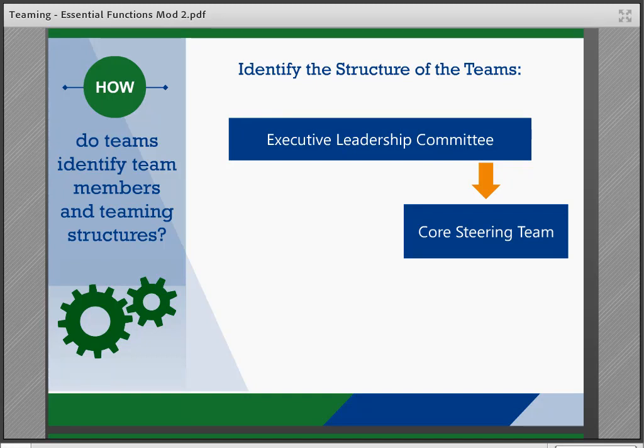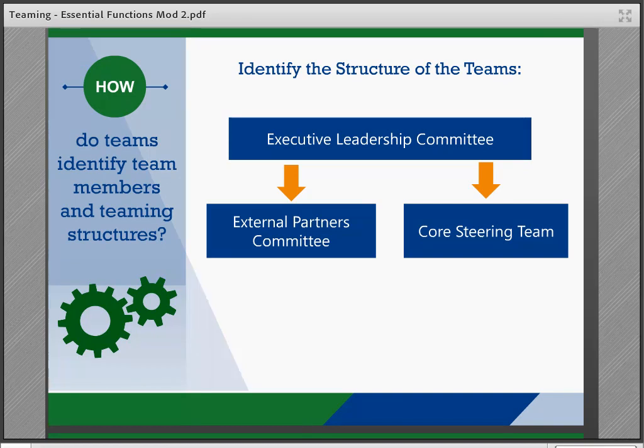1. The Executive Leadership Committee forms a core steering team to plan and guide the process. Then the Executive Leadership Committee invites stakeholders to join the External Partners Committee to provide input and advocate for the change within the community.